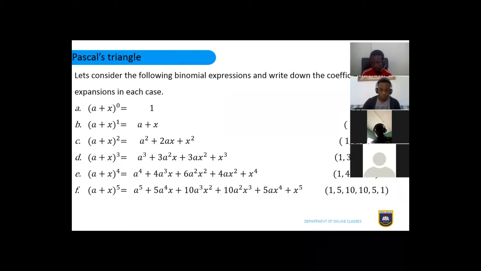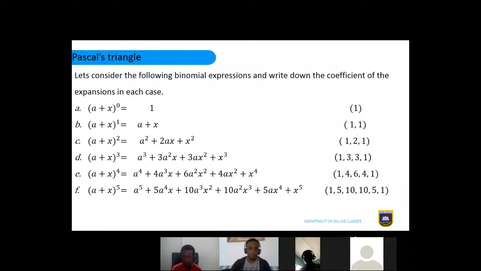Now let's go to Pascal's triangle. Let's consider the following expressions. For example A, you know that anything exponent 0 is 1, right? So a plus x in brackets exponent 0 will give us 1. So for that particular expansion, we have 1 over there.